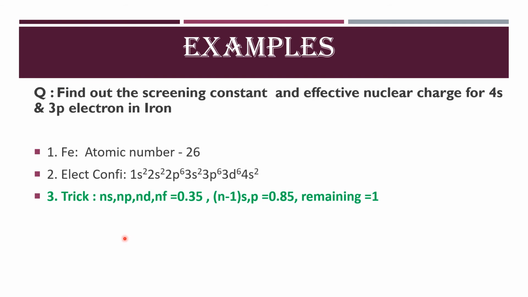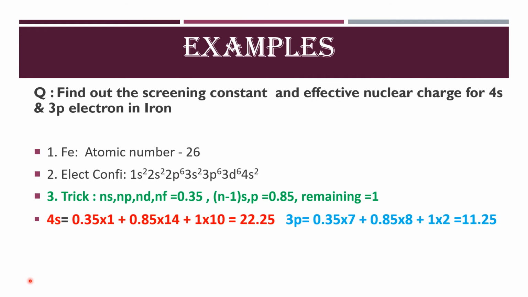See here, this is the trick. We need to keep it in our mind. Third trick: for ns, np, nd it is 0.35, for n minus 1 it is 0.85, and for the remaining, 1 and all, it is 1. We will find out one by one. 4s means here this electron we are going to find out, the screening constant and effective nuclear charge.